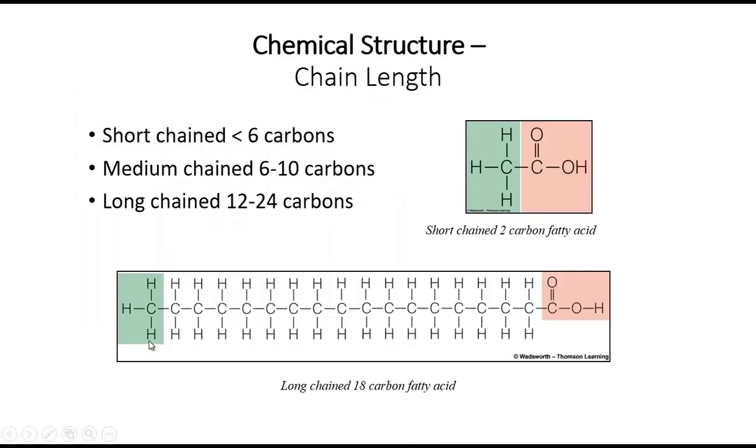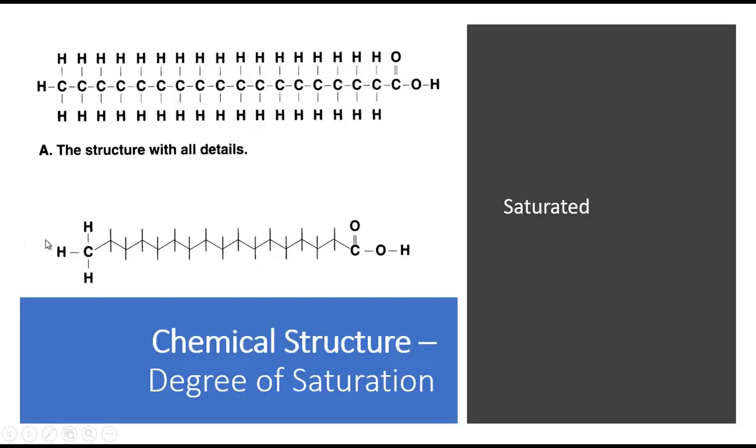The first difference is in the chain length, which refers to the number of carbons in the chain. It is not important to know the specific numbers, just that there is a difference in chain length. Some are short chain, some medium, and some long chained.